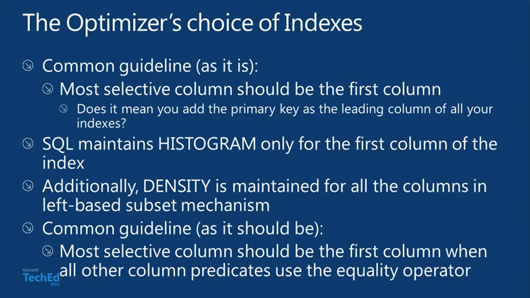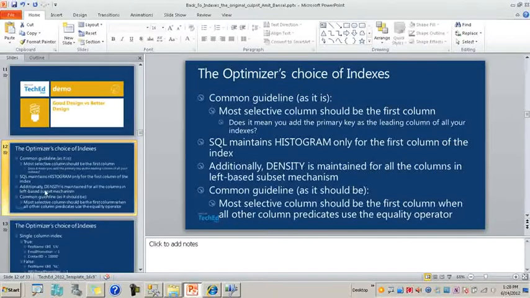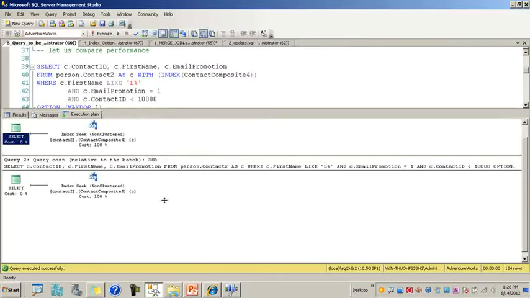So if that was really true, does it mean that if you add primary key as a leading column of all your non-clustered indexes, you will have tremendous performance improvement? Obviously not. You will in fact have degraded performance when you do that. So what really happens behind the scenes, and now let me talk about statistics and all the permutations and combinations that the optimizer actually evaluates. So SQL maintains a histogram only for the first column in the index. That's point number one. So let's go back and look into the histogram.